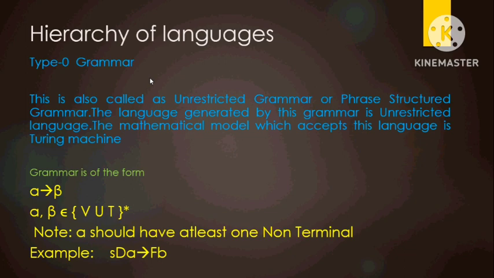Now, I have given a specific example here for type 0 grammar: SDA tends to FB. You can see that you have terminals and non-terminals on both the left side and right side here. So this is called a grammar associated with type 0, or unrestricted grammar.